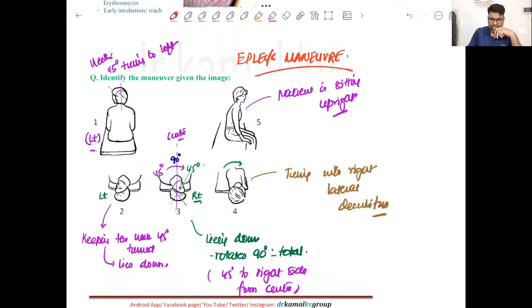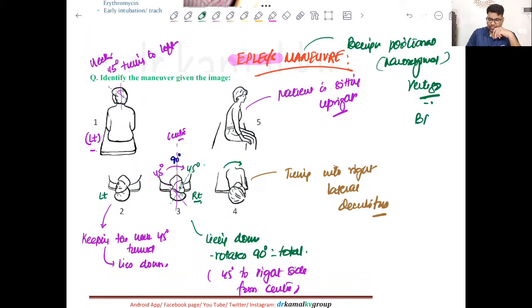Clear? So this is known as Epley's maneuver, and this is done for benign positional paroxysmal vertigo. Clear? So this is done for which condition? Benign paroxysmal positional vertigo. Okay, so this is the Epley's test.